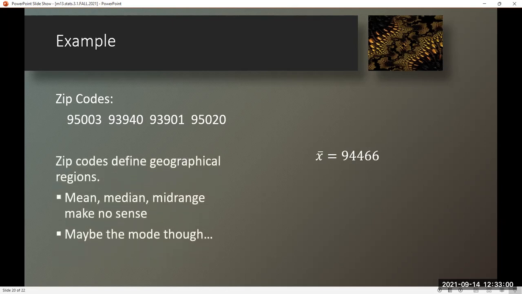But I've got to note that zip codes define geographical regions. So things like the mean, the median, and the mid-range really make no sense for that type of set of numbers. However, it is potentially important to be able to calculate the mode. I'll bet you anything, places like Amazon, who ship to different zip codes, know gosh darn well which zip code is the most popular. So they have a real need for something like the mode. But the other measures of center really make little sense here.